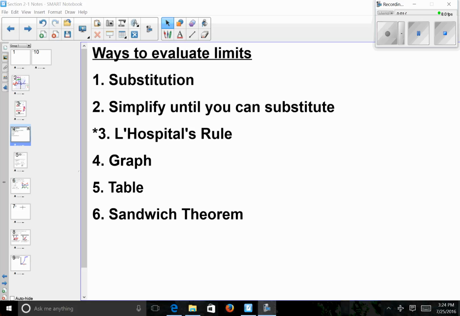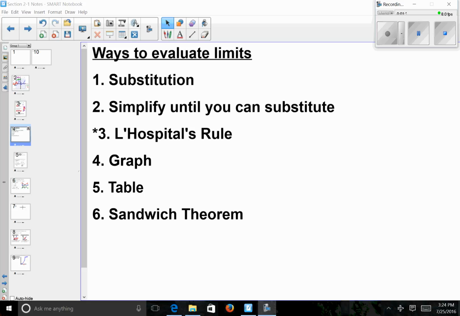Second most common way people will choose if substitution doesn't work is what is called L'Hopital's rule. I have an asterisk here because L'Hopital's rule is not always allowed to be used. You have to have a certain situation with a limit in order to be able to use L'Hopital's rule. And for that reason, I'm not going to talk about L'Hopital's rule in this video. It will get its own video at a later time.